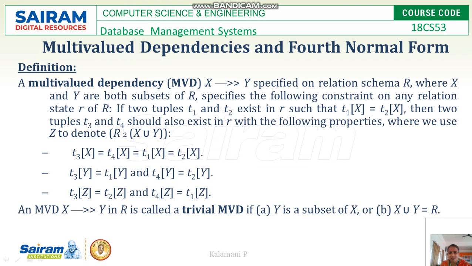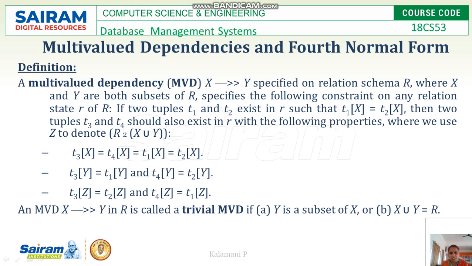Okay, so specified on a relation schema R where X and Y are both subsets of R, it specifies the following constraint on any relation state r of R. Here we are considering a relation state. Relation state means the data stored in the database. If two tuples T1 and T2 exist in r such that T1 of X is equal to T2 of X, then two tuples T3 and T4 would also exist in r with the following properties.